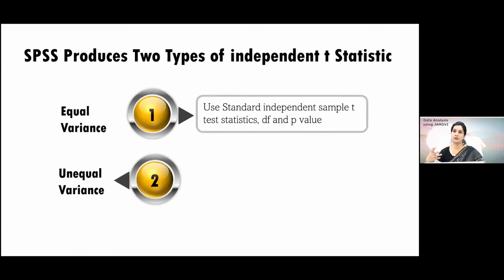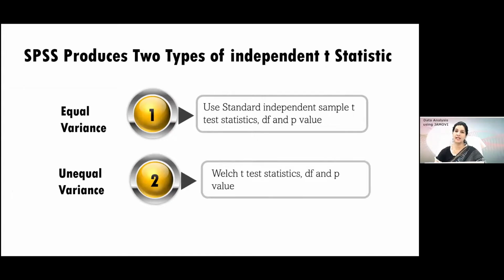When the equality of variance is not met, that means there is an unequal variance. That means the p-value of the Levene statistic is less than 0.05. Then we call it unequal variance. And in that case, we use the Welch T statistic, its degree of freedom and its p-value.